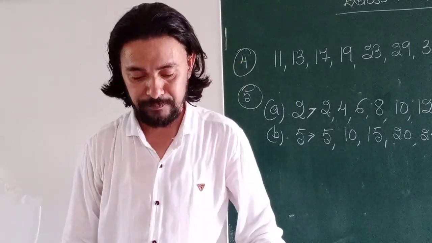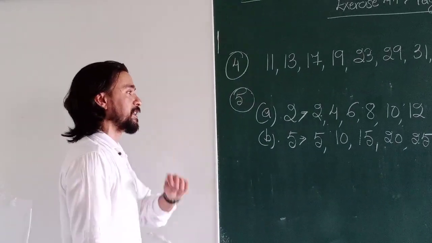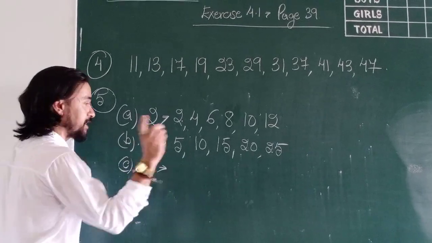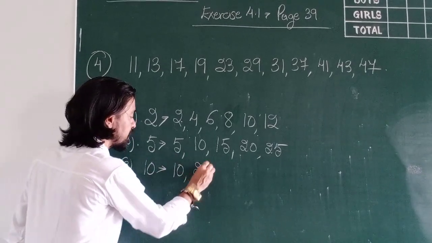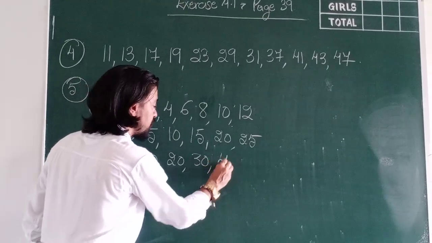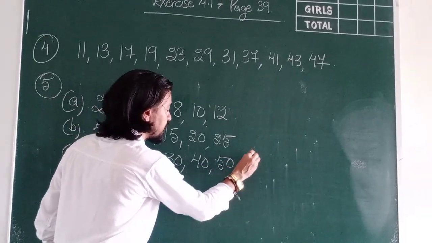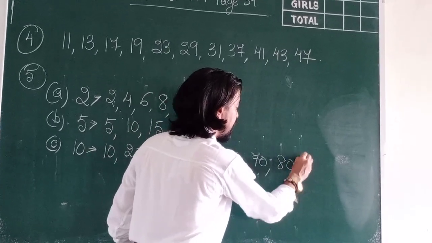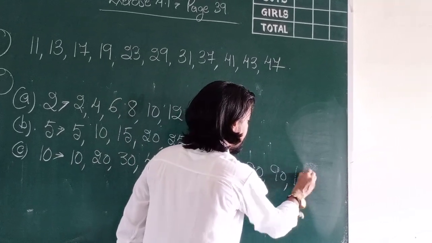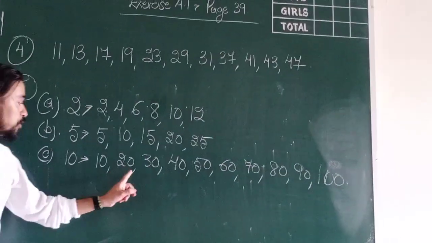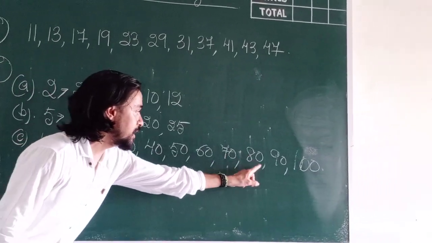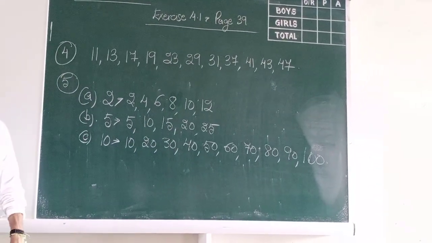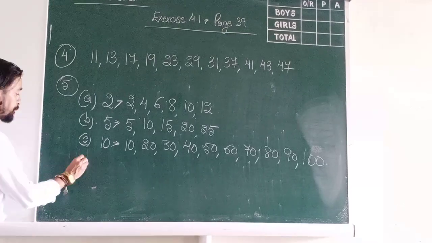First 10 multiples of 10. So I am going to find the multiples of 10. 10 ones are 10. 10 twos are 20. 10 threes are 30. 10 fours are 40. 10 fives are 50. 10 sixes are 60, 10 sevens are 70, 10 eights are 80, 10 nines are 90 and 10 tens are 100. 1, 2, 3, 4, 5, 6, 7, 8, 9, 10. So these are the 10 multiples of number 10. You have to say the tables.